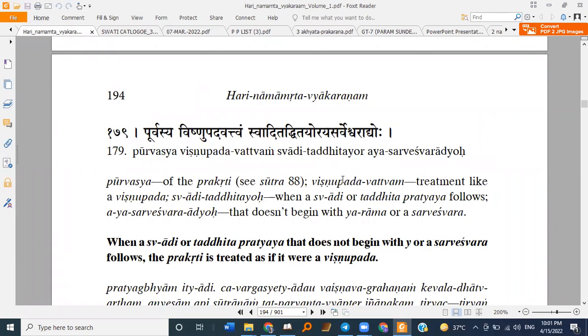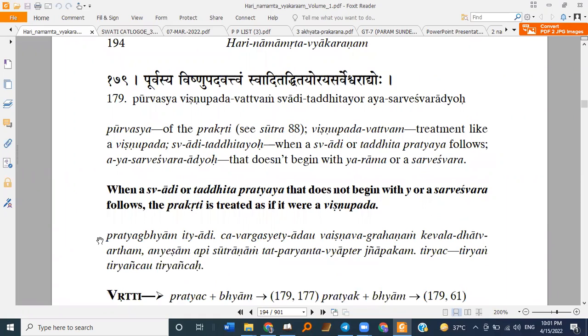Here comes one more concept. Purvasya Vishnupadavatvam Swadi Tadhitayo Raya Sarveshwaradyo. When a Swadhi or Tadhita Pratyaya that does not begin with Ya or a Sarveshwara follows, the Prakriti is treated as if it were a Vishnupada. Again, Swadhi means Swaujas Ityadi. For example, Bhyam. Bhyam is a Swadhi Pratyaya, which begins neither with Ya Rama nor Sarveshwara. So in such a case, the Prakriti is treated like a Vishnupada.